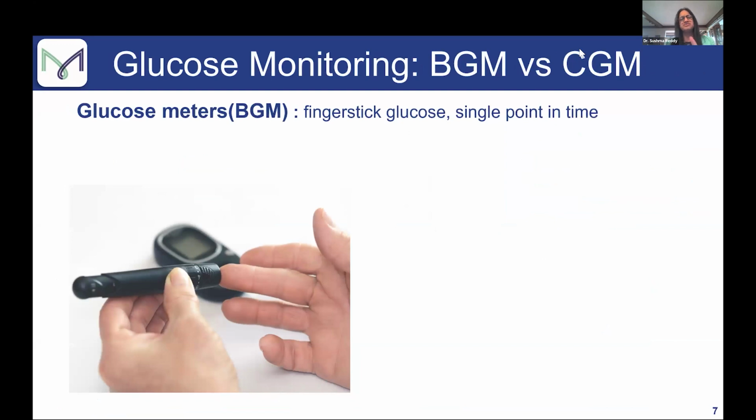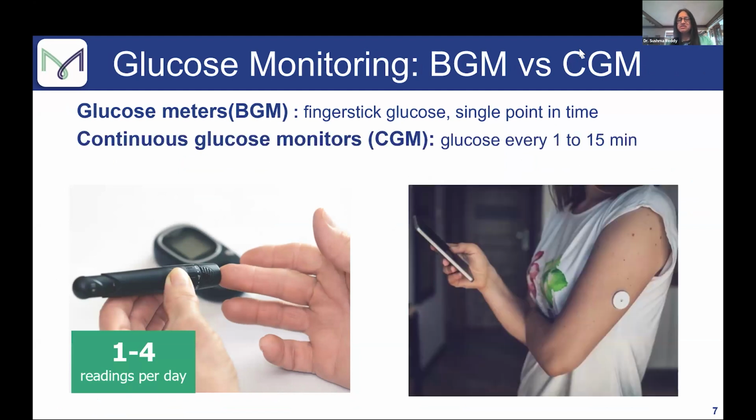And we know that when we do the meters, the patients are just poking their finger and we get one glucose level, one single point in time. And if we're lucky, the patient brings in a couple readings. But with the CGM, and this here is the Abbott Freestyle Libre in the back of the arm, you're getting glucose levels every 1 to 15 minutes. So you have so much more data and you know exactly what's going on with this patient. And so does the patient.